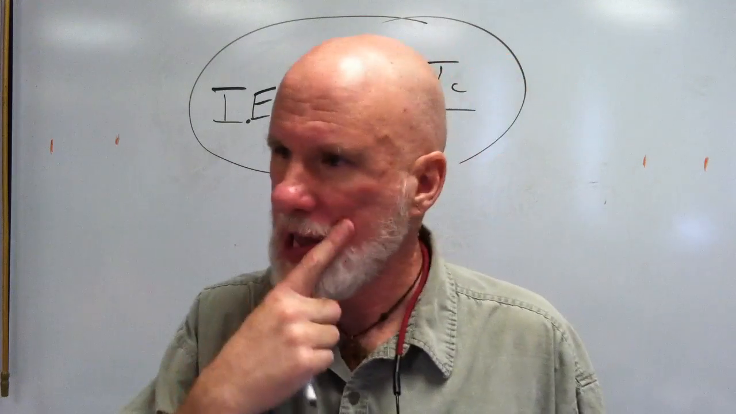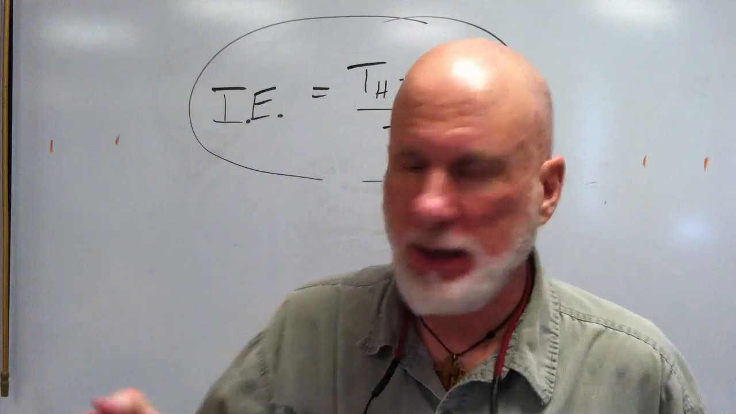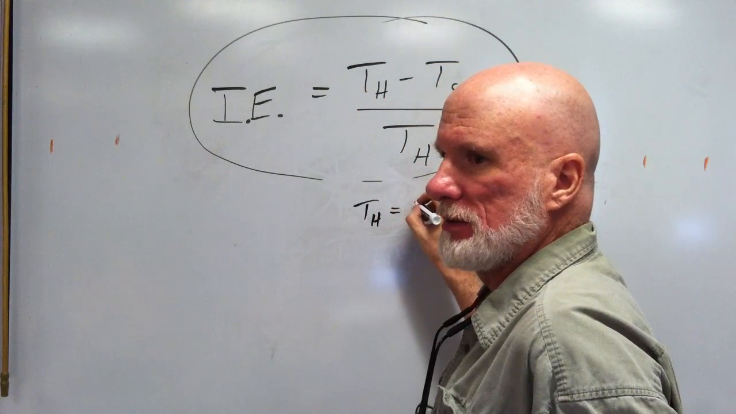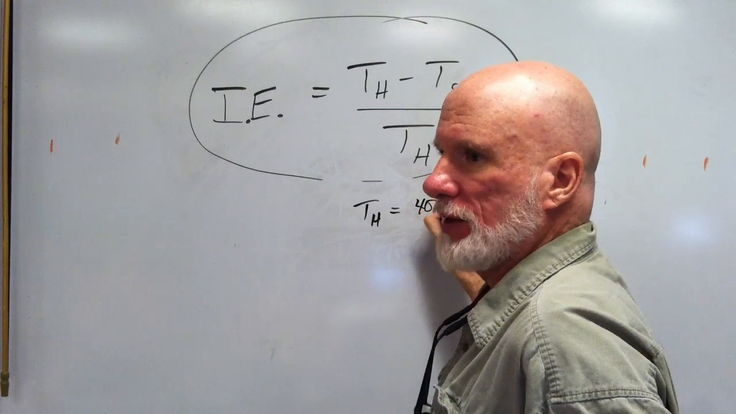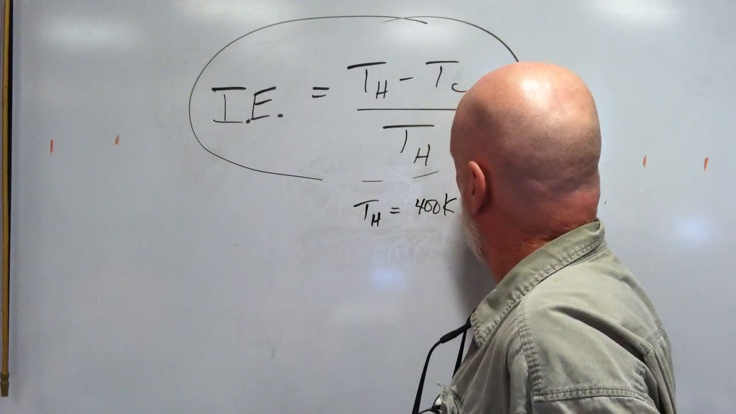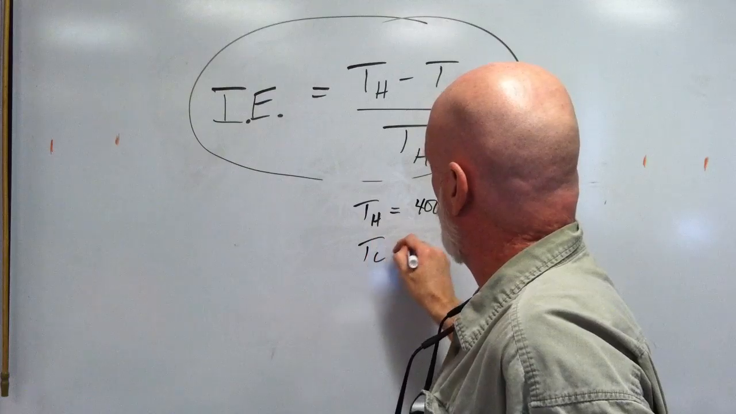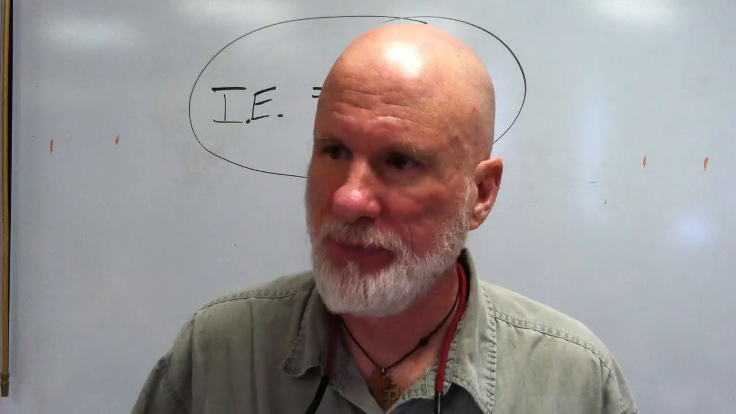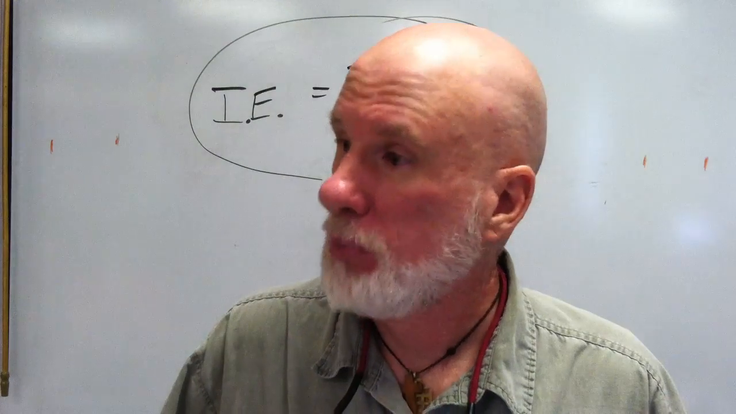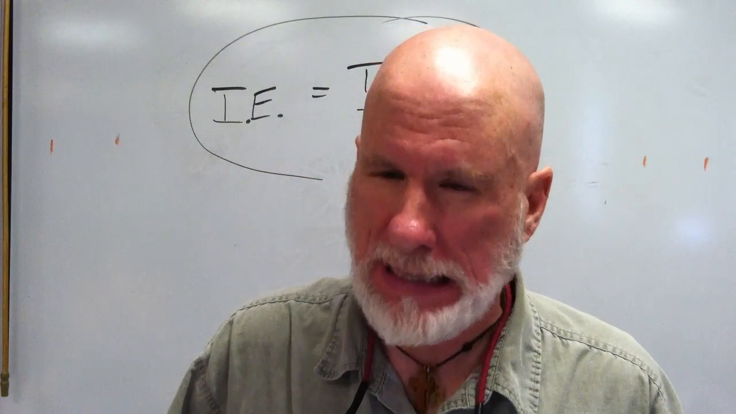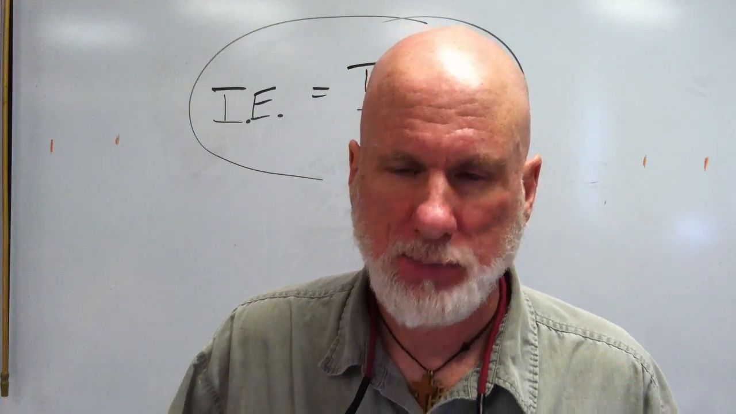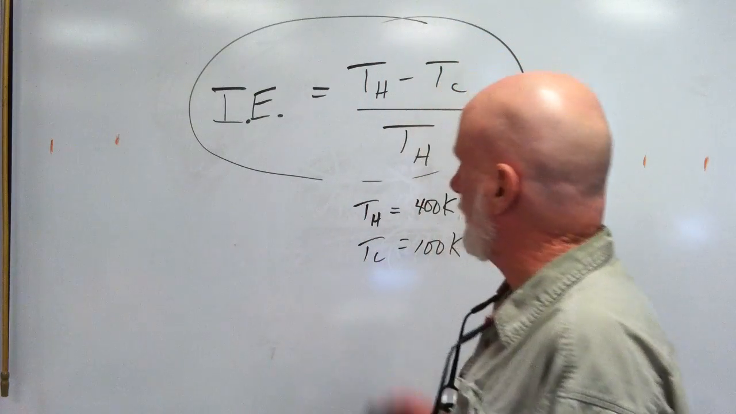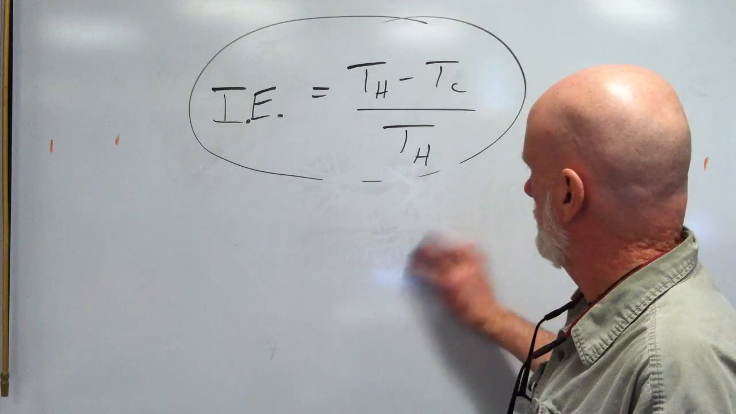So what would be the efficiency if the high temperature reservoir was 400 Kelvin, right? And the low temperature reservoir was 100 Kelvin. What would the efficiency be? 0.75, right? 0.75. You see how that works? So you see the difference in the reservoirs.